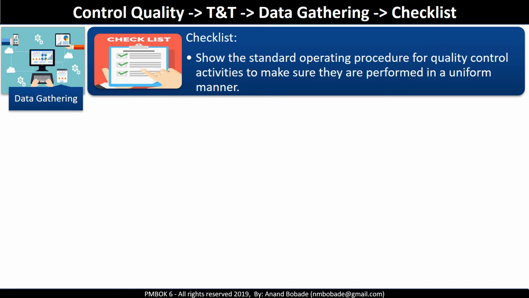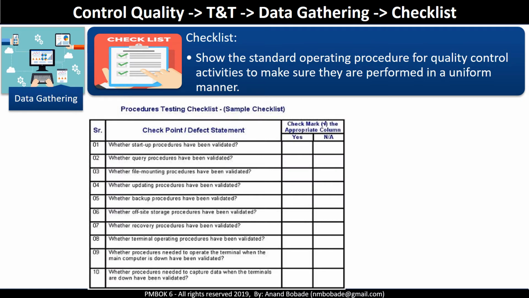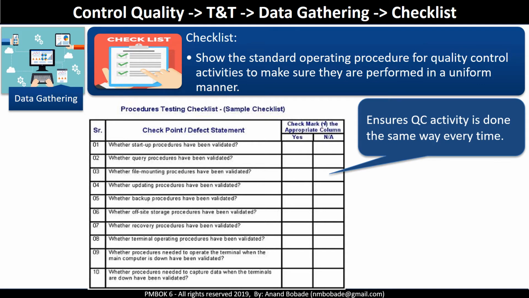What is a checklist? A checklist defines standard guidelines or standard operating procedures for quality control activities to ensure activities are performed in a uniform manner. The example on the screen shows a procedure testing checklist for an IT system administrator. It has a list of checkpoints. Each will be verified by the IT system administrator and marked. This checklist will ensure that activities are executed in the same sequence by everyone and every time the same sequence is repeated.